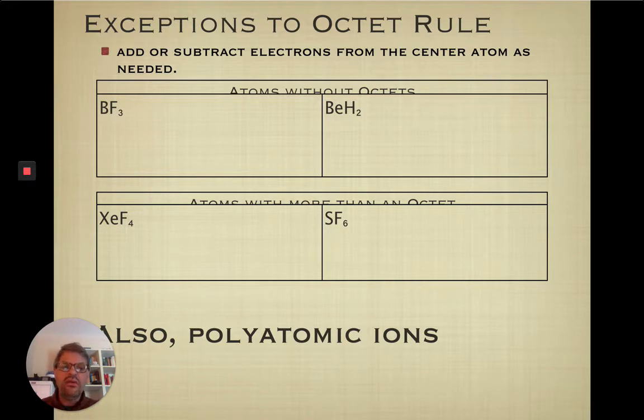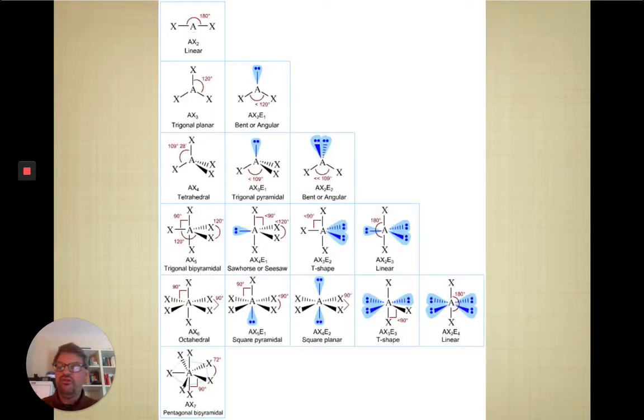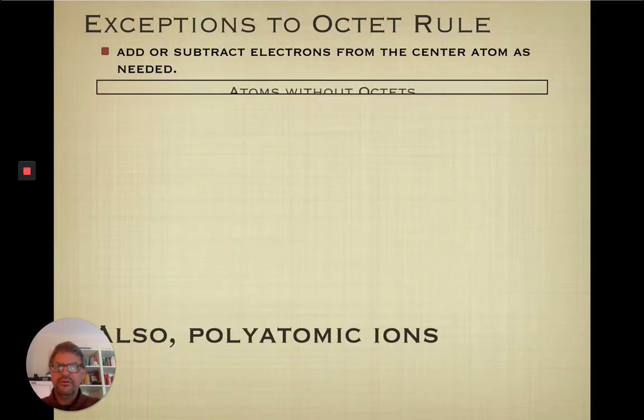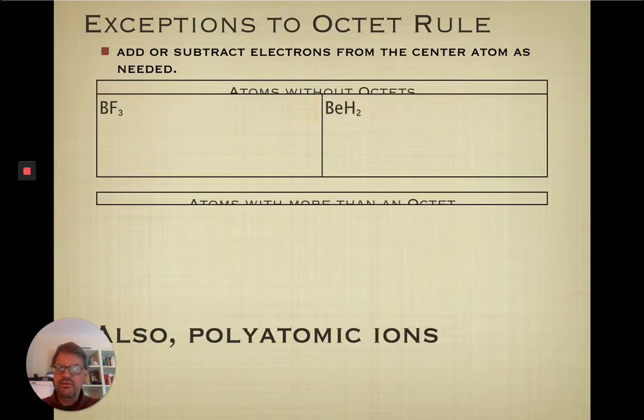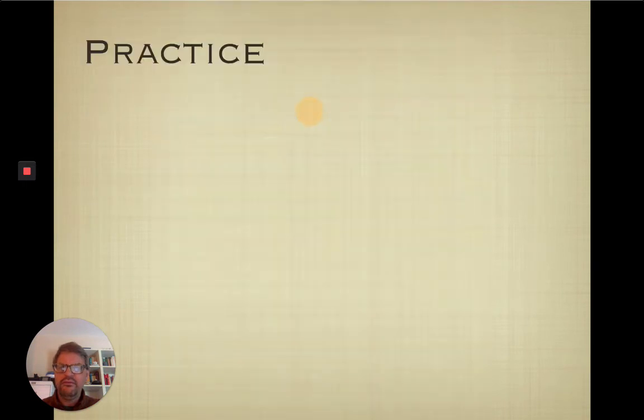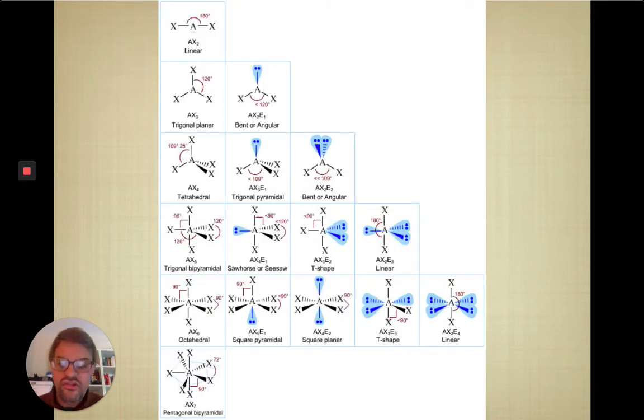Now, let's look at some examples. Before we do that, though, here's the VSEPR chart. Anyway, there's the chart.